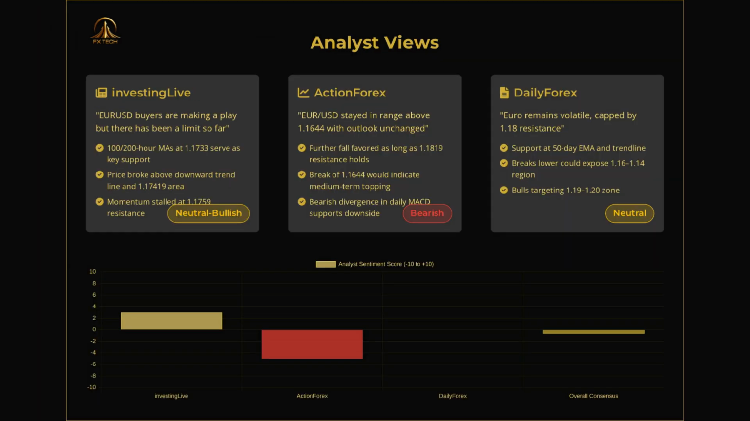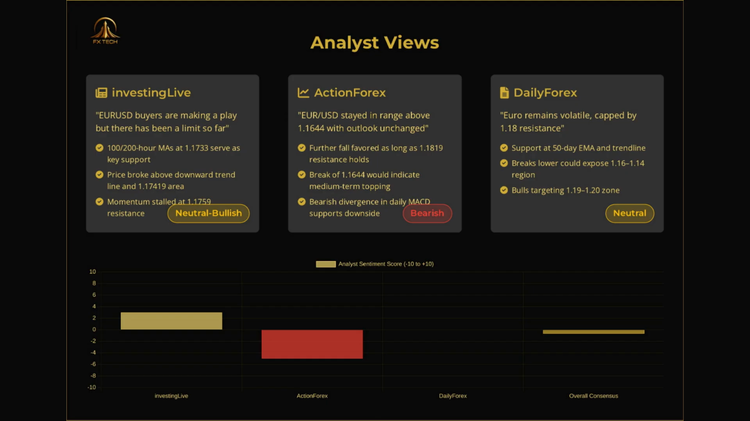Let's examine what leading market analysts are saying about EUR/USD. We've compiled insights from 3 major sources to give you a comprehensive view of expert opinions. investingLive maintains a neutral bullish stance, noting that EUR/USD buyers are making a play, but there has been a limit so far. They highlight the critical support at the 100 and 200-hour moving averages around 1.1733, and observe that while price has broken above the downward trend line, momentum has stalled at the 1.1759 resistance level.